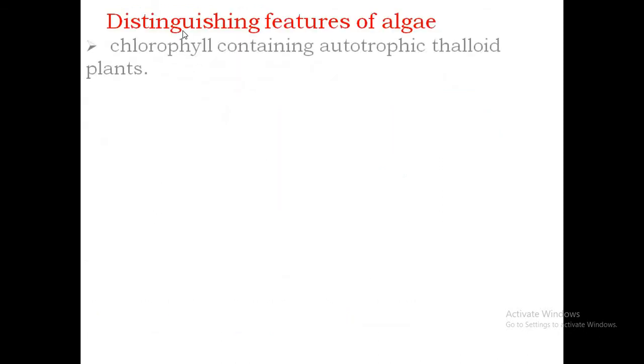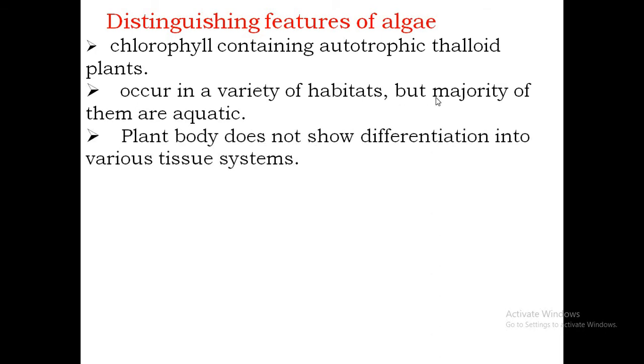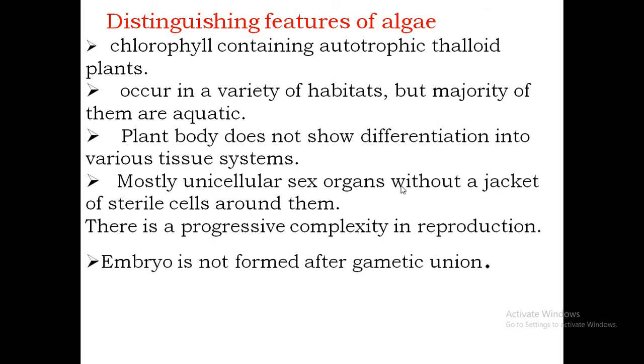The important distinguishing features of algae are as follows. They are chlorophyll-containing autotrophic thalloid plants. They occur in a variety of habitats, but the majority of them are aquatic. Their plant body does not show differentiation into various tissue systems. That is, there is no differentiation of root, stem and leaves like higher plants. They have mostly unicellular sex organs without a jacket of sterile cells around them. Jacket cells, if present, have different initials.